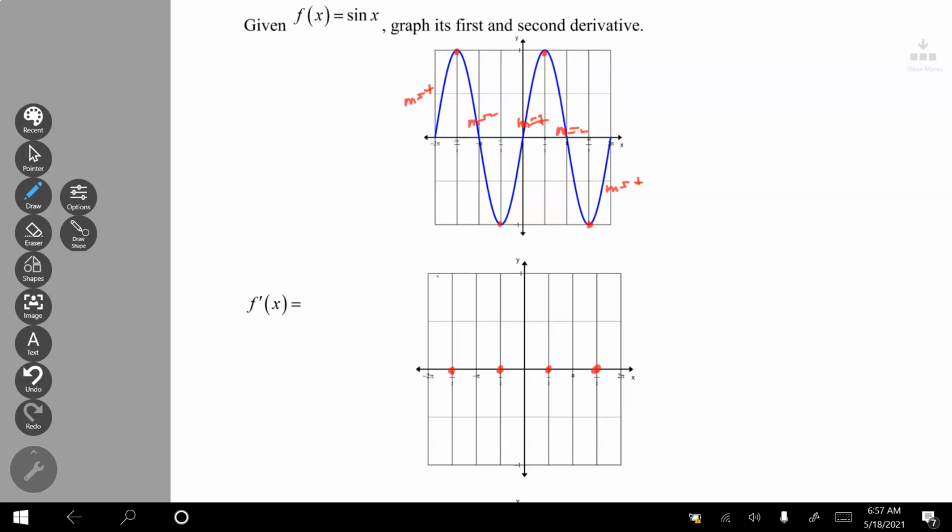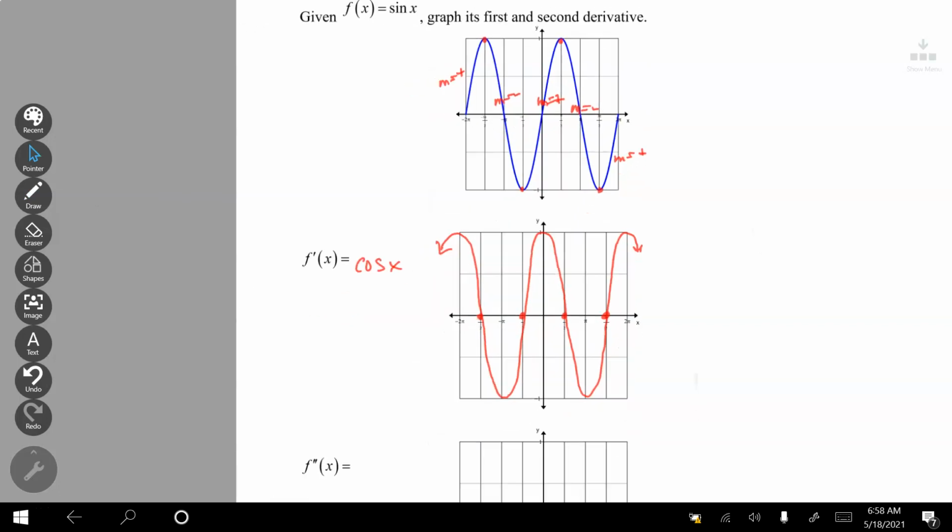So it looks to me like I should have positive to 0 to negative to 0 to positive to 0 to negative to 0 back to positive, and it kind of repeats itself. And I say, wow, I've seen this graph before, and this graph is just cosine of x. So I think we just learned that the derivative of sine of x is cosine of x.